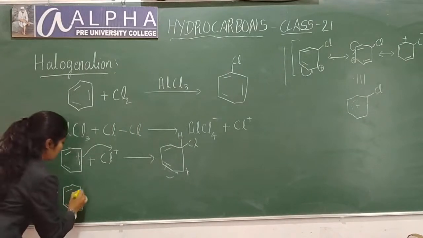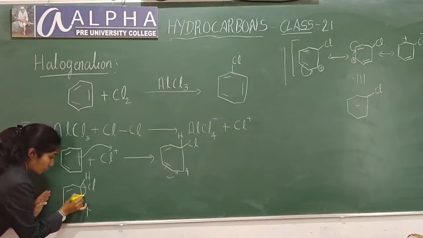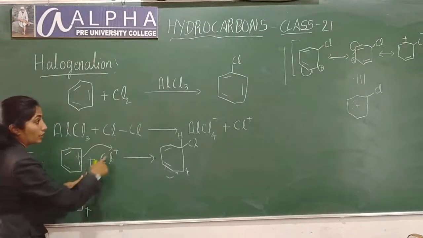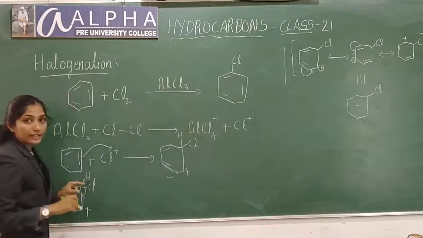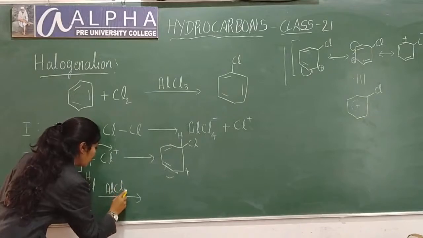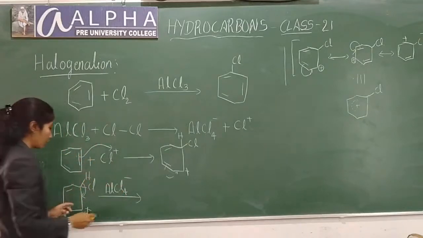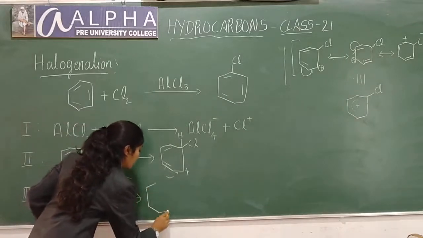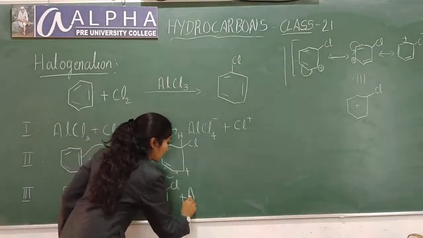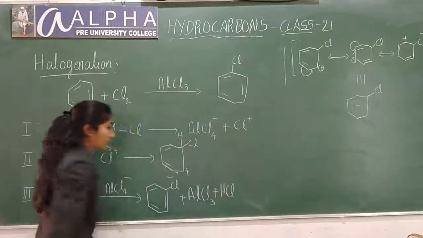This is the third step. HCl plus, here elimination of proton will take place. This proton is taken by this AlCl4 minus. This Cl minus will take away this proton and you will get the product chlorobenzene plus AlCl3 plus HCl. Okay, this is the product.